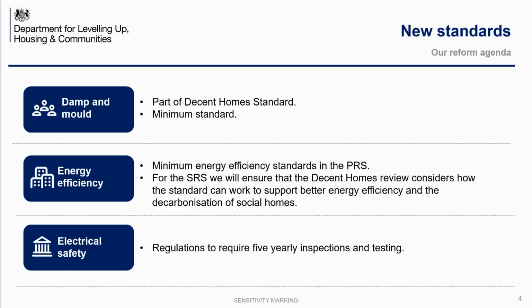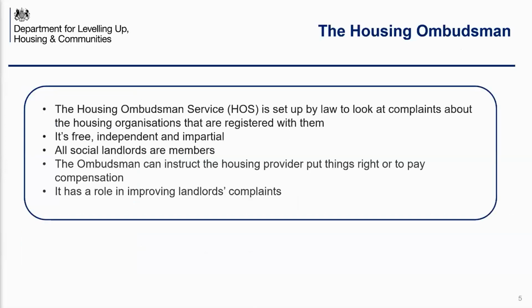social homes. And then again, I know this isn't to do with damp and mould, but I love the opportunity to talk about everything we're doing. We will introduce regulations requiring five-yearly inspections and testing of the electrics in rented properties. So that brings to the end of my bit, which is about the standards that properties must meet, the regulations that are there and what we propose to do. I'm going to hand over to William now, who's going to talk about the next steps here, how tenants would actually make sure these standards are met.